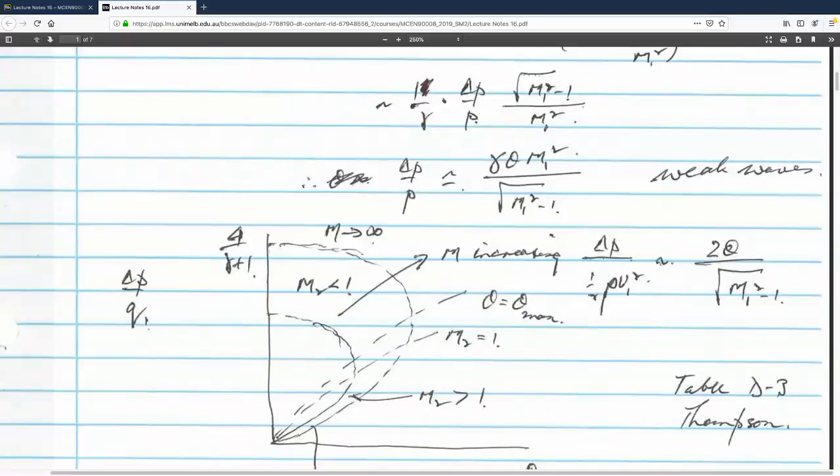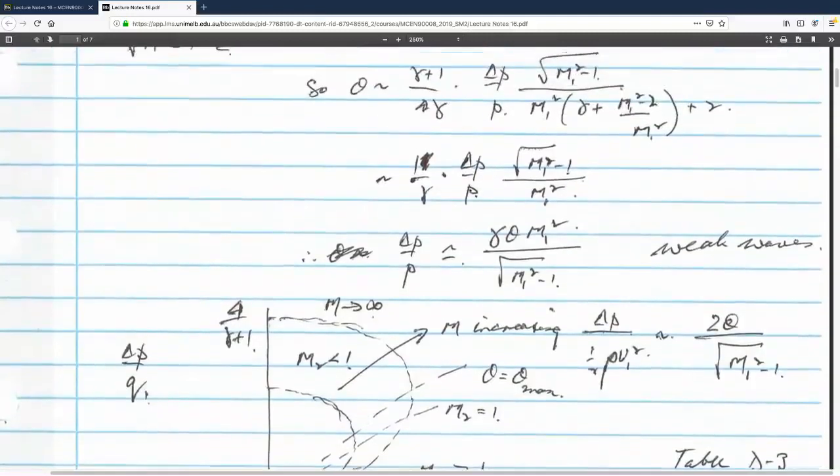Firstly, this delta p over p goes like this quantity here. All that I've done is write the line above. I worked this out for theta, and I've got a delta p over p, so I can write an expression for delta p over p, which will be gamma times theta. m1 squared will go up over there, and this square root of 1 minus n squared goes in the denominator. So that's the weak wave solution. Very small pressure rise for a very small turning angle, theta. So that's the shock polar.